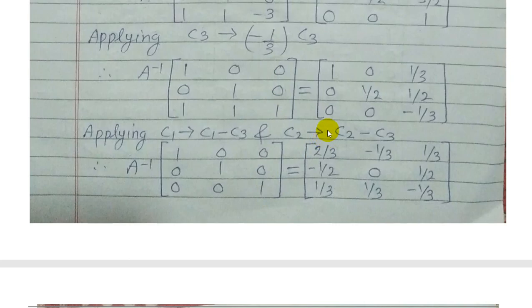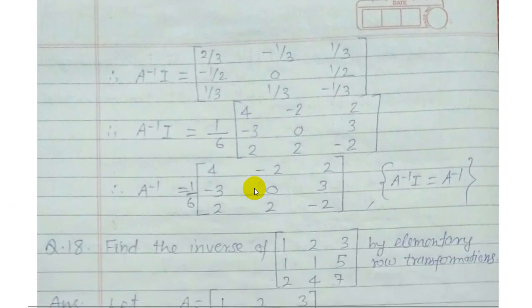Same operation on the right hand side. Here 1 minus 1 by 3, that is 2 by 3, 0 minus half, 0 minus minus 1 by 3, that is plus 1 by 3. And 0 minus 1 by 3 is minus 1 by 3, half minus half becomes 0, 0 minus half minus 1 by 3, that is plus 1 by 3, and C3 as it is, right? So this one is now converted into an identity matrix. So the next step can be written as A inverse into I equals 2 by 3, minus 1 by 3, 1 by 3, minus half, 0, half, 1 by 3, 1 by 3, minus 1 by 3.